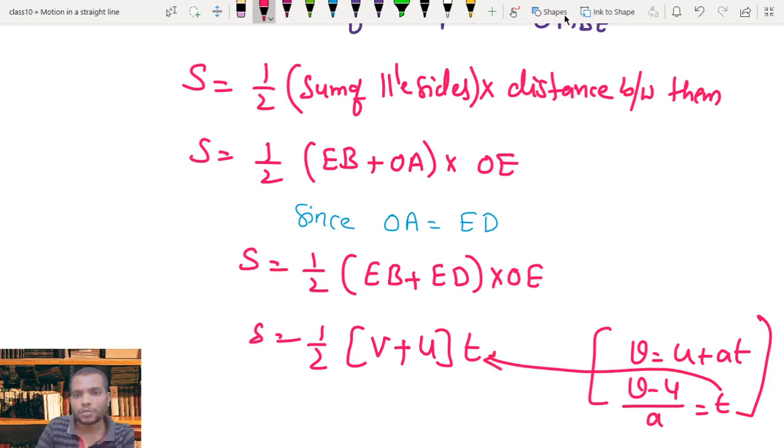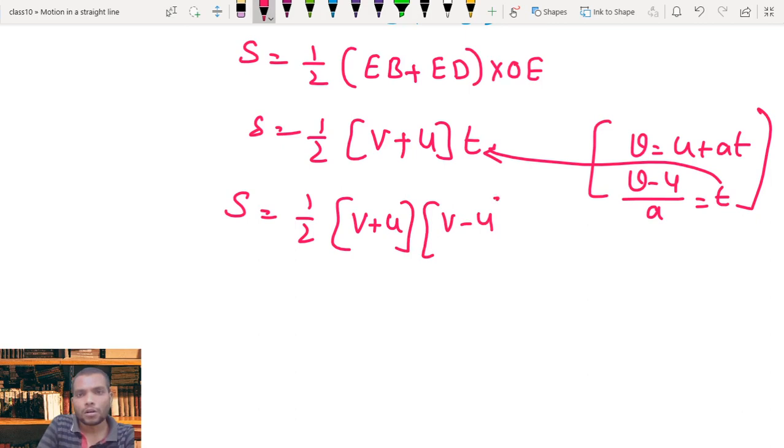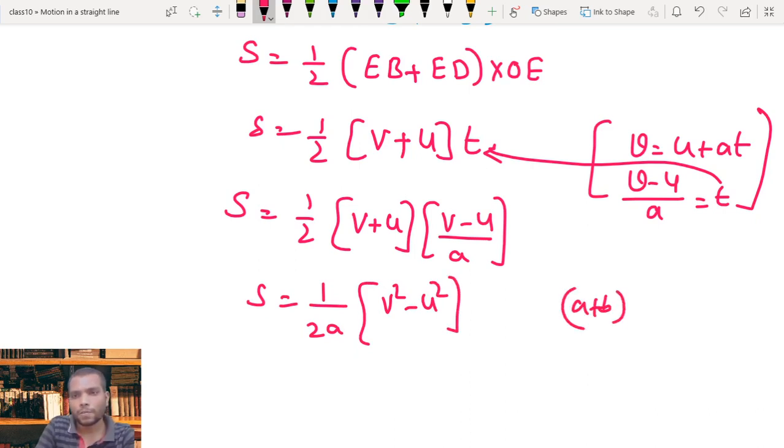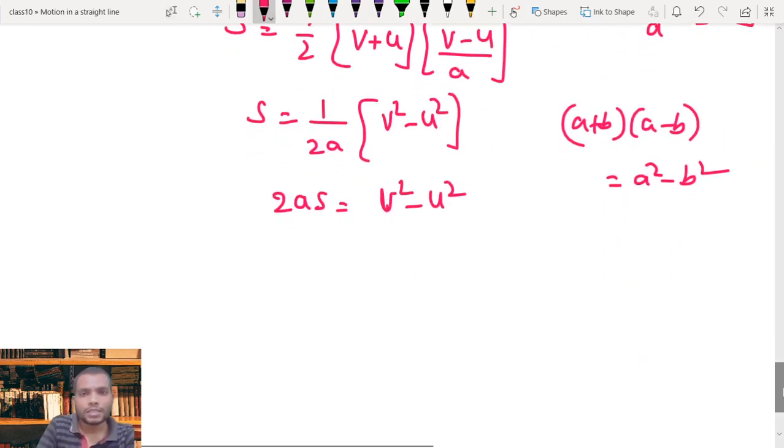So in the place of T, if you substitute this value, we end up with S equal to half times V plus U and V minus U upon A. We can simplify that: 1 by 2a times v square minus u square, since it is in the form of a plus b into a minus b, which equals a square minus b square. So if you rewrite this, I will bring 2a to the other side, 2as equal to v square minus u square, which is the third equation of motion. Therefore V square minus U square equal to 2AS.